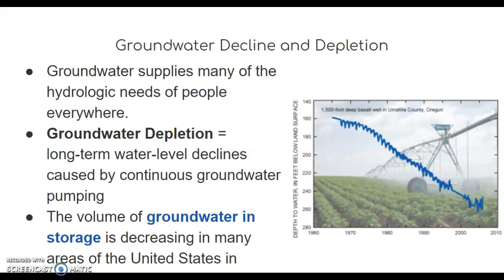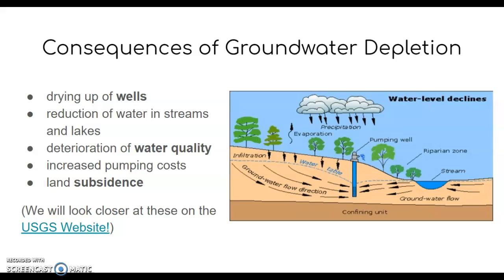And the more people that we have in certain areas, the more water that we have to pump out. And sometimes we pump too much and it creates issues. So the volume of the groundwater storage is decreasing in many areas of the United States. So there are some consequences of groundwater depletion.